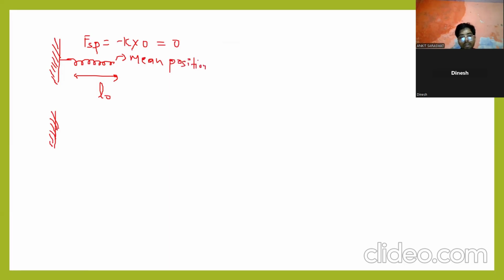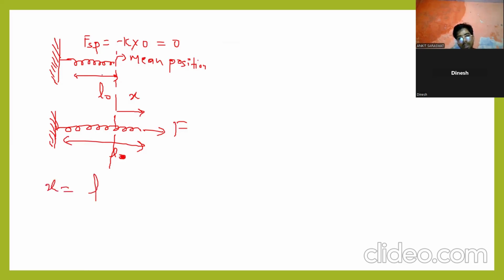Clear? But once you apply a force, the spring length will increase. So when you apply a force, in which direction from the mean position, how much does the body displace? This much only, X. Clear? And if you look at this, X will be what? L minus L0, the total length minus the natural length.